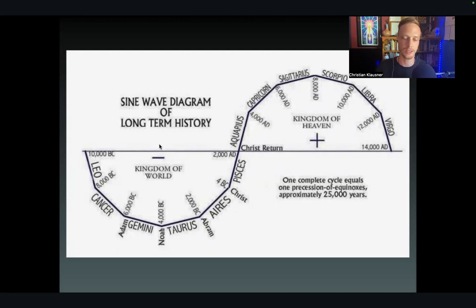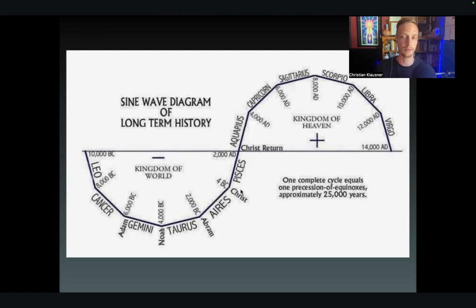And that's because the opposite sign of Taurus, the bull, is the scorpion, the Scorpio. So it's a very interesting realm of study. It's beyond the scope of this presentation, but just so you know, the end of the age of Pisces is said to be the time when Christ will return.